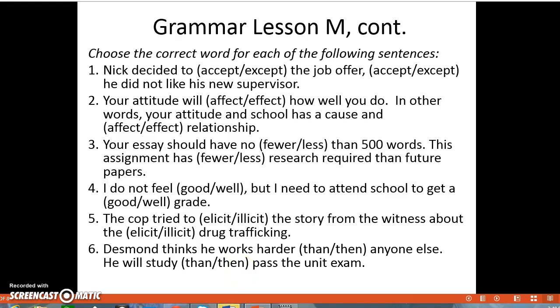We'll look at this more in depth in class. Please let us know what questions you have, but we want to make sure we start using these commonly confused words correctly.